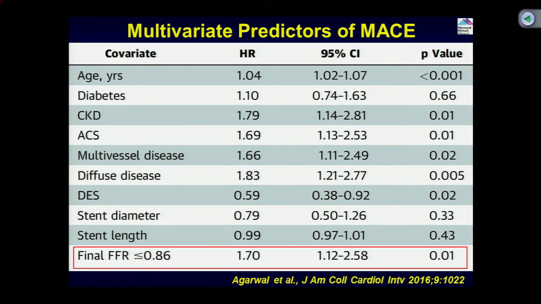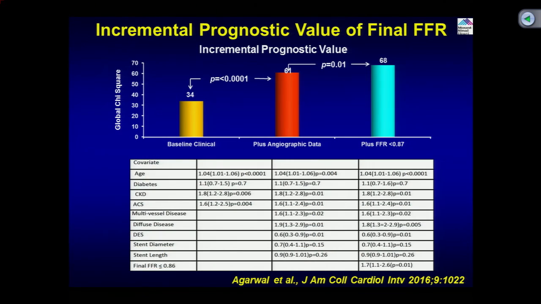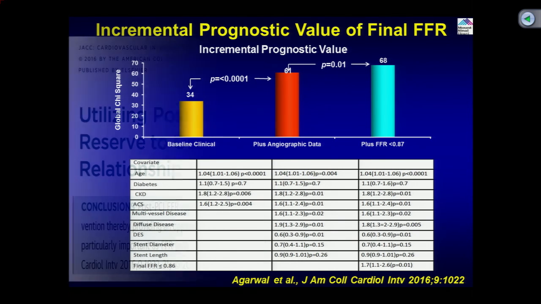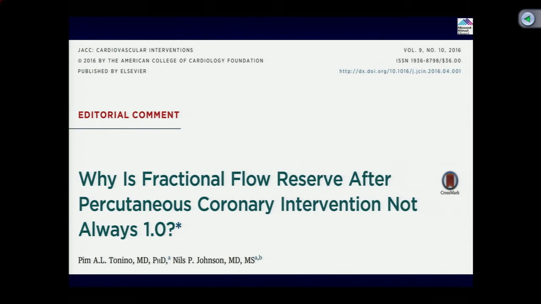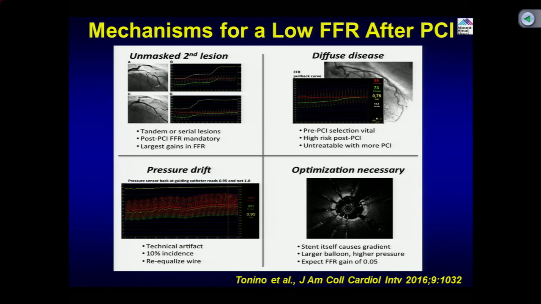So clearly FFR post PCI has added to the value of our baseline clinical and angiographic characteristics; it has incremental prognostic value after PCI. FFR post PCI has come up to show that if it is lower than 0.86 or 0.9, we'll have a bad event, so we should optimize. So the question is why not? Because various factors are unmasked, such as a second lesion and diffuse disease, in my opinion.